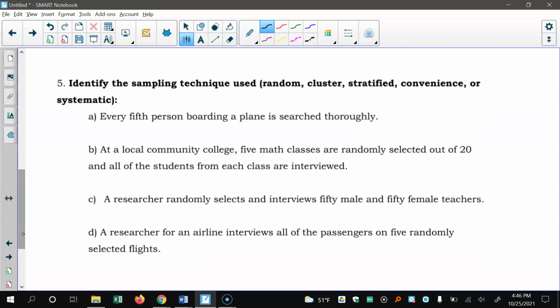Identify the sampling technique used: random, cluster, stratified, convenience, or systematic. Every fifth person is going to be systematic. Systematic was taught as every nth person, so this is systematic.